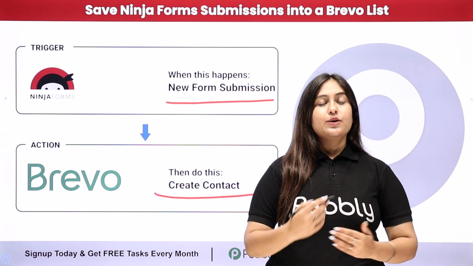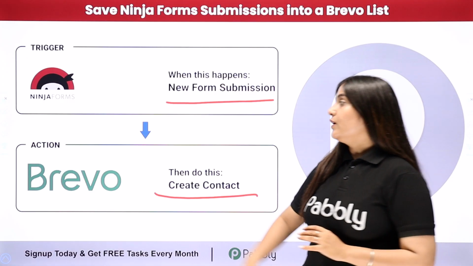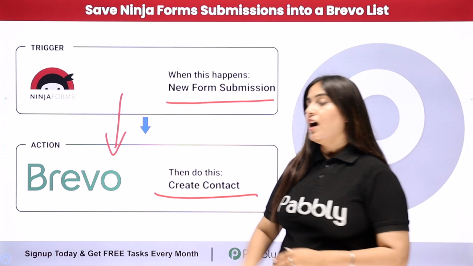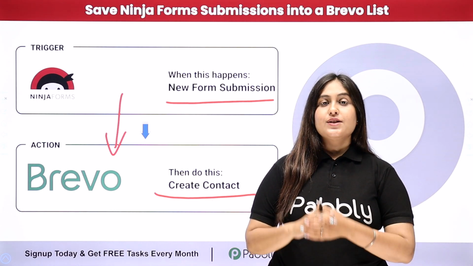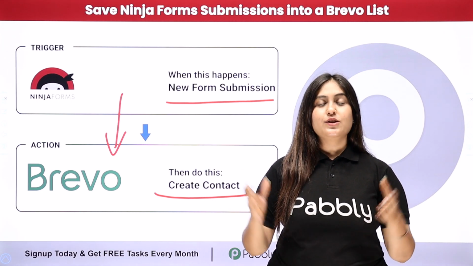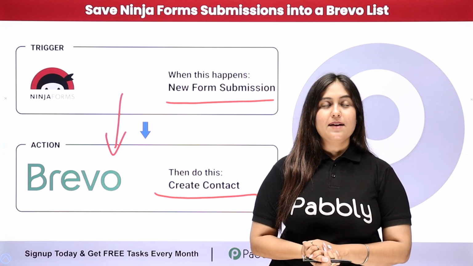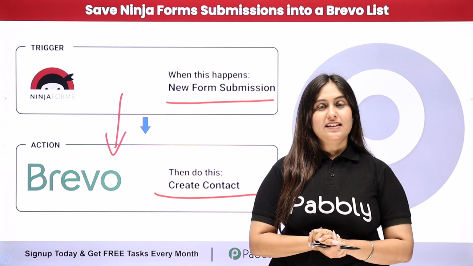Now to automate the entire process, I need to connect my Ninja Forms with my Brevo account using an automation software named Pabbly Connect. So to see the working of this automation and to learn this process step by step, let me take you all to my screen.